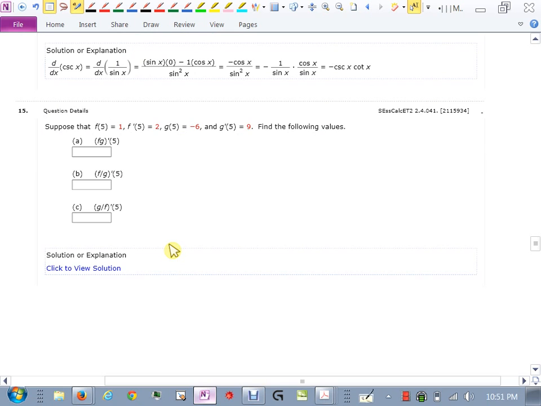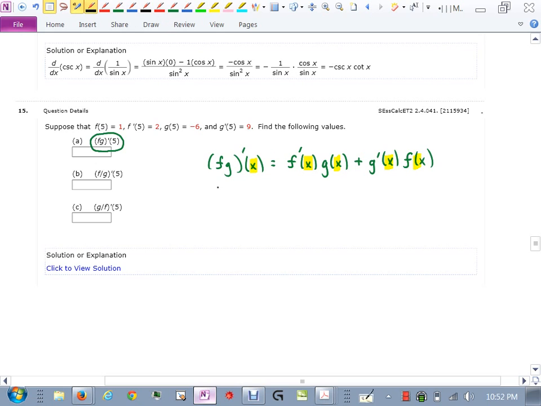All right, suppose that f of 5 is 1, the derivative of f at 5 is 2, g of 5 is negative 6, and g prime of 5 is 9. Find the following values. They want to know what the derivative of the product is at 5. Well, I know that if I have f times g and I want to take the derivative at some value x, the product rule says this would be f prime at x times g at x, plus the derivative of g at x times f. But we want to know what's happening at 5, so we just replace these with 5.